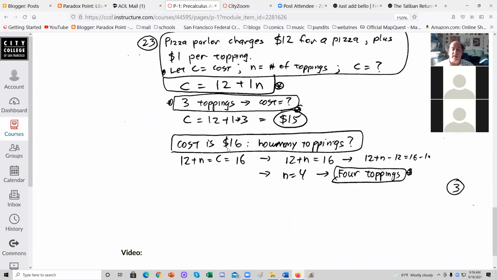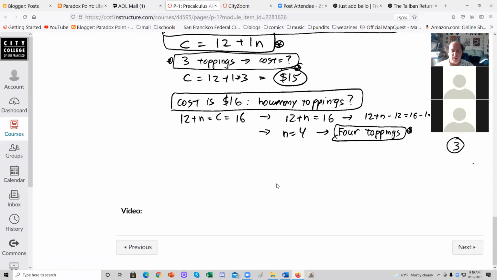Let's say the cost is $16. How many toppings? Well, then we plug in 16 here. So 16 equals 12 plus N. 12 plus N equals 16. And then we do what's normal in algebra, which is we subtract 12 from both sides. That'll cancel this 12 here. And we get N equals 16 minus 12, which is N equals 4. 4 toppings. Okay, that's fairly typical. Let's stop recording.